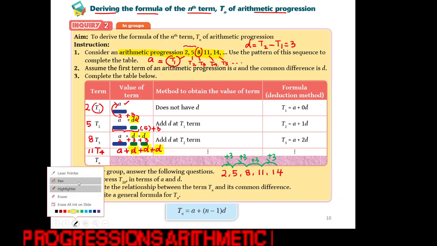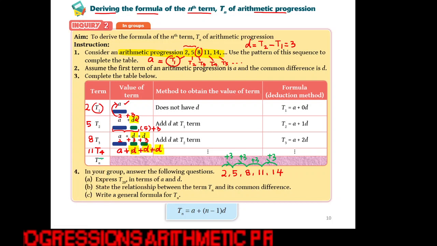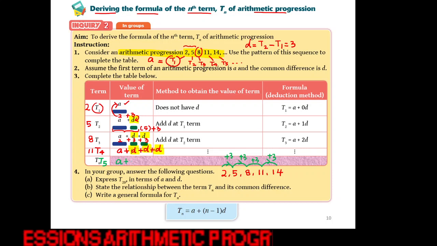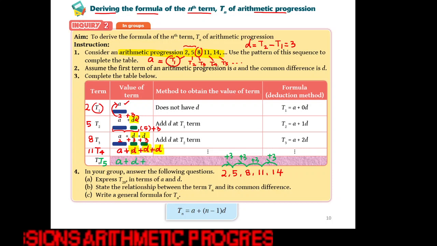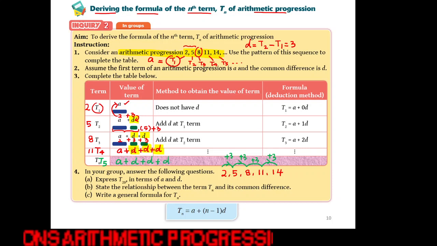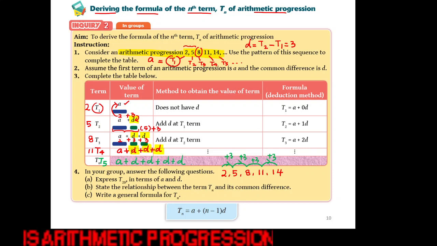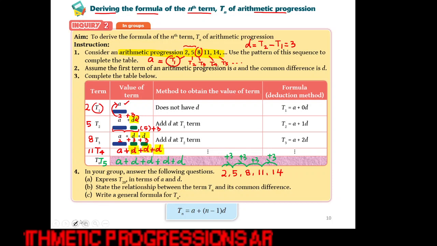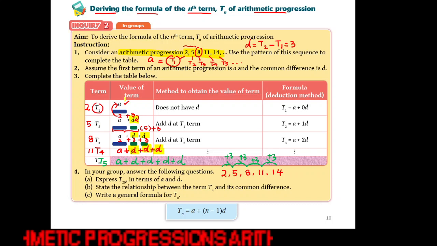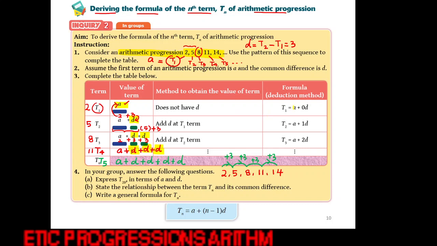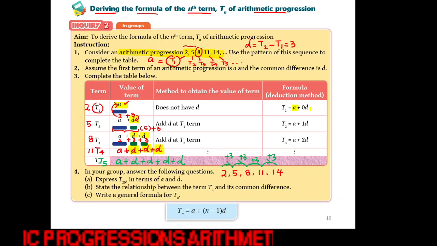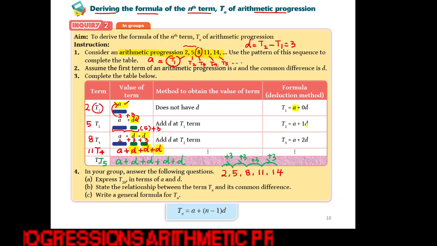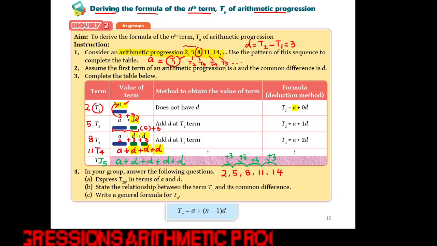Alright, so actually you can determine if the T5 is here, how many D we will have at the end here. Yes, you are right. We have 4 Ds. Alright, so when we write this in a formula, the first one is A plus 0D, because it doesn't have any D here. The second one, A plus 1D. As you see, there is only 1D here.